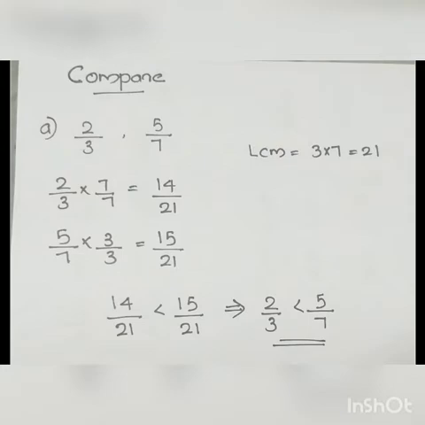So here the LCM is 21. So I converted 2 by 3 and 5 by 7 to like fractions, that is 14 by 21 and 15 by 21. Now you can compare. Denominators are same. So 14 is less than 15. Therefore we can say 2 by 3 is less than 5 by 7. The normal method of comparison of fractions.